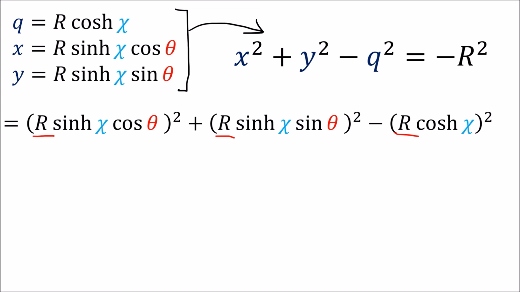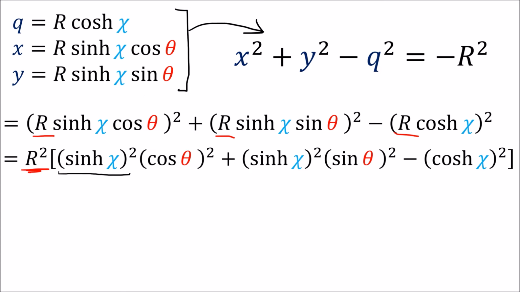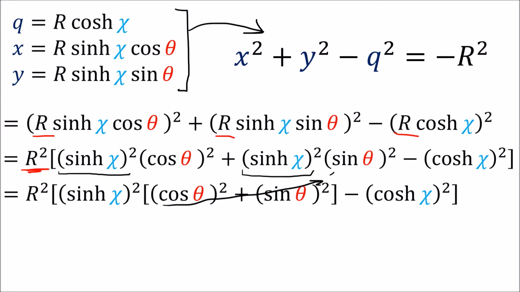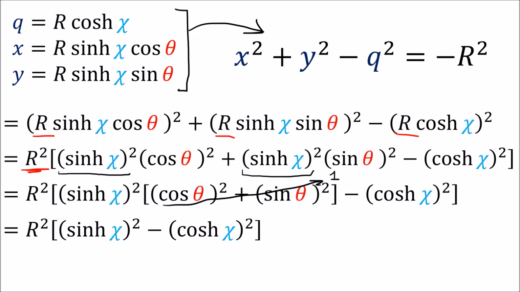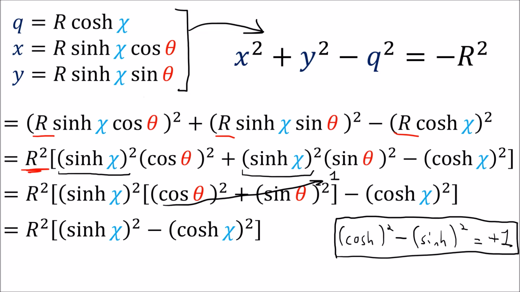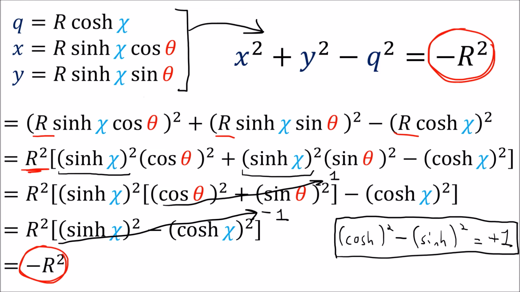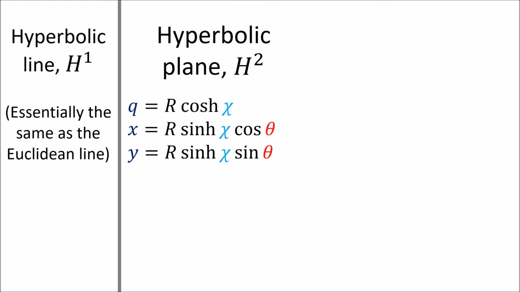After factoring out r squared and factoring sinh squared, this goes to 1. And using the hyperbolic trig identity, cosh squared minus sinh squared equals 1, this becomes negative r squared as expected.